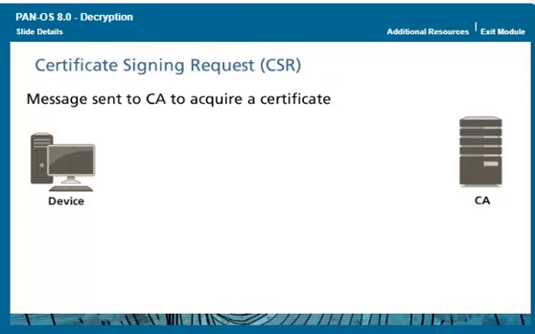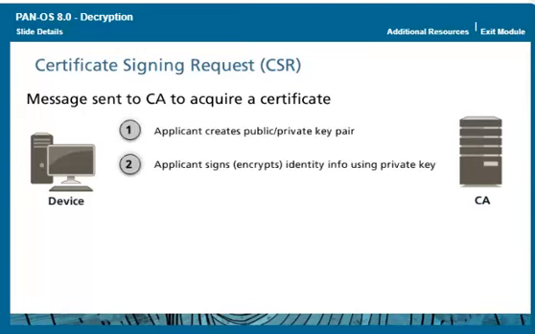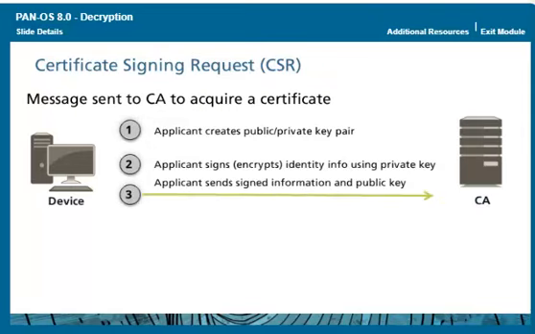Some devices, including a Palo Alto Networks firewall, can submit a certificate signing request, or CSR, to a CA. To submit a CSR, the device generates a public and private key pair and identity information, and then submits the public key and identity information to a CA using a CSR file. The CA uses the information in the CSR file to create a certificate signed with the CA's signature. The signed certificate is sent back to the device.